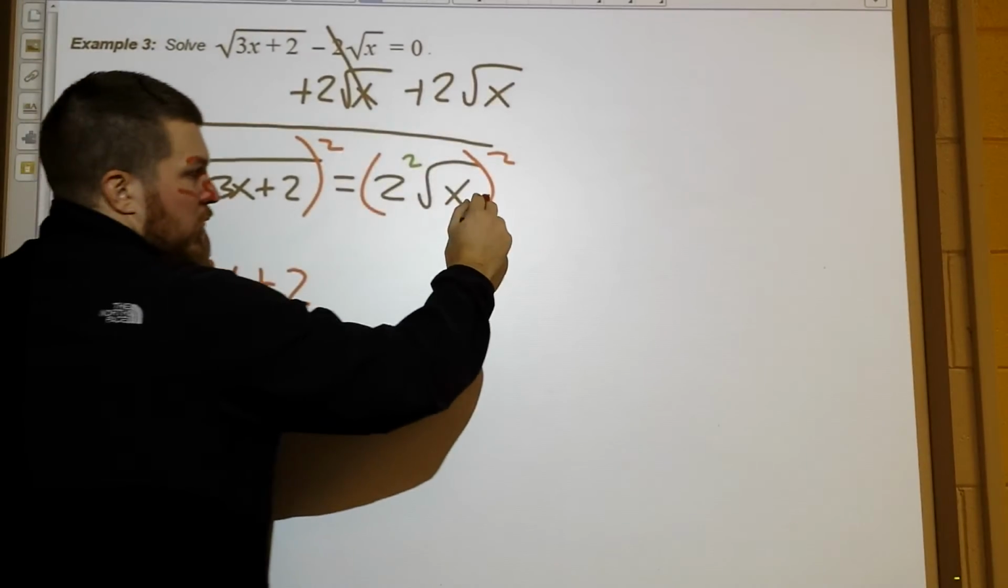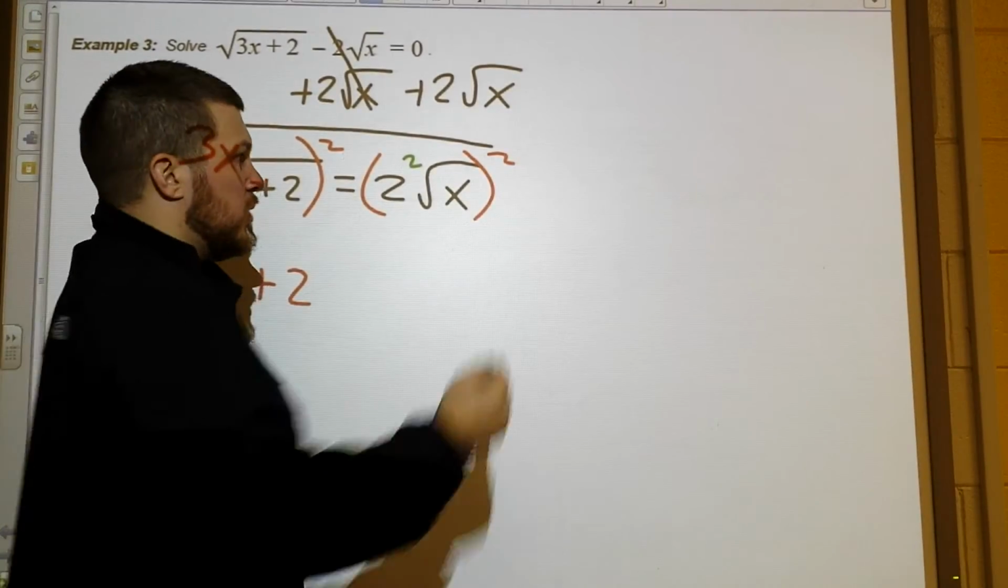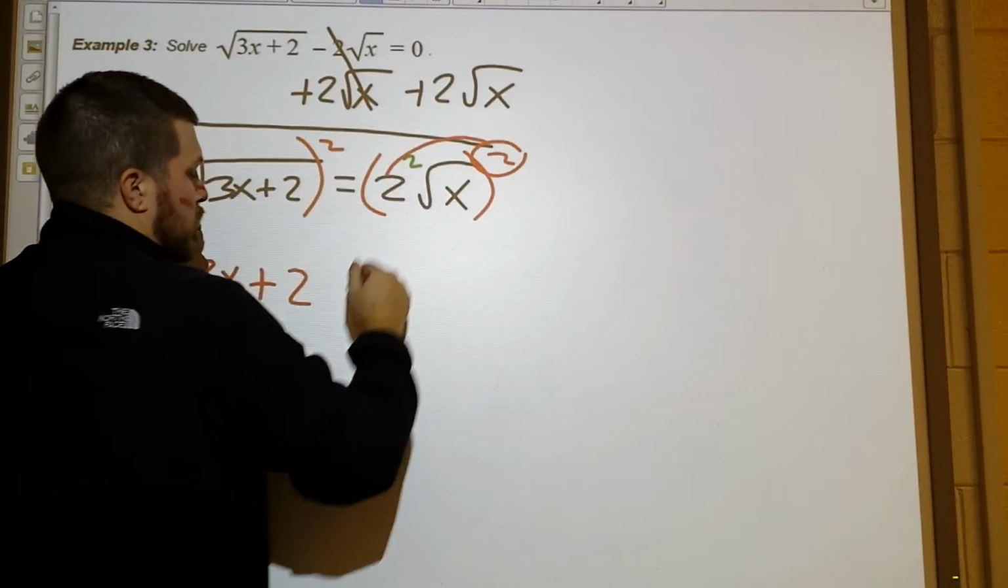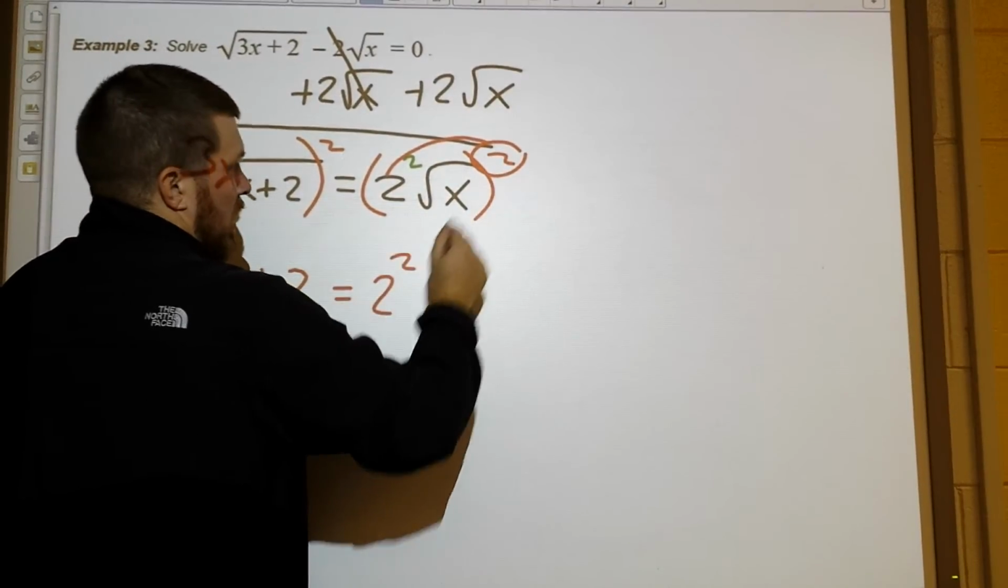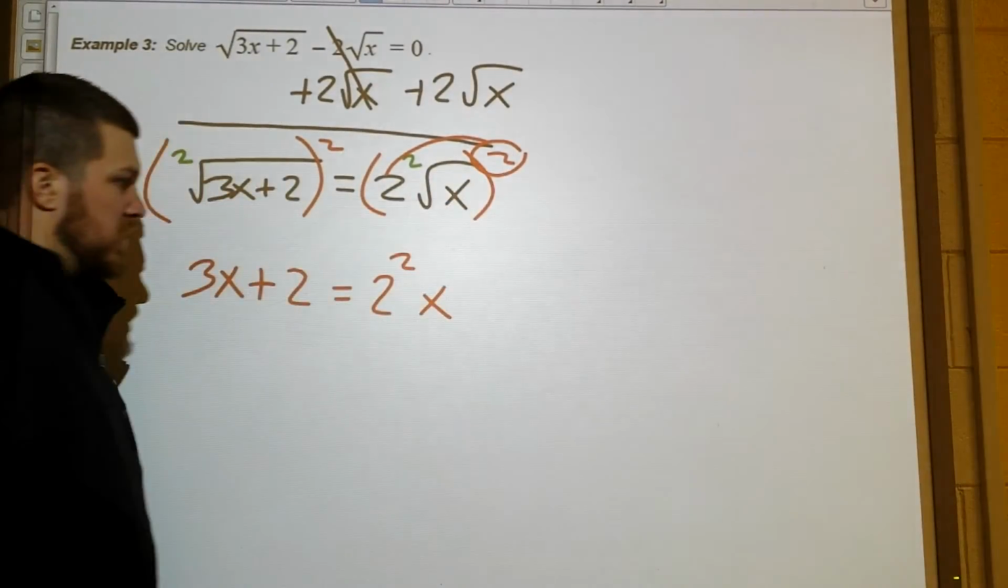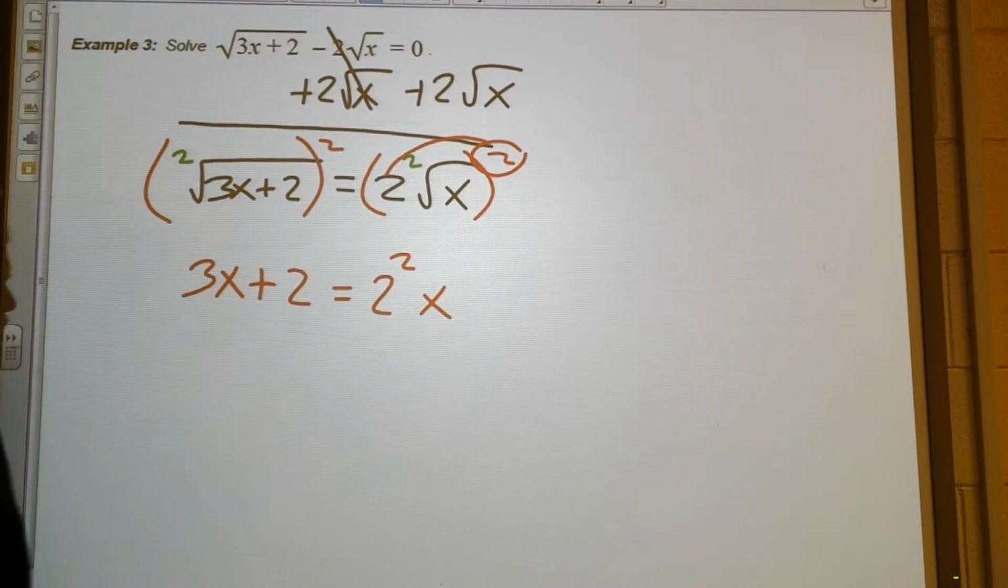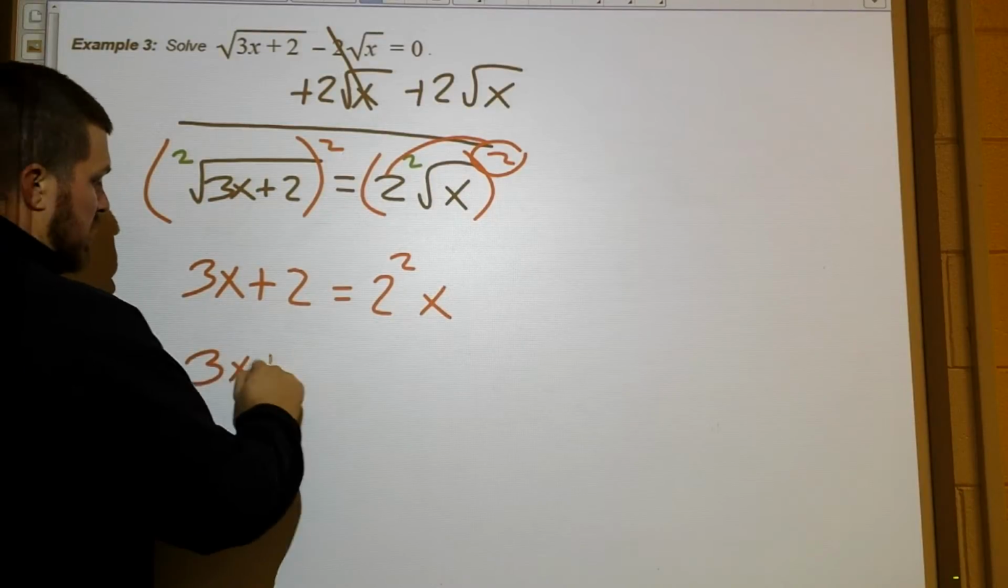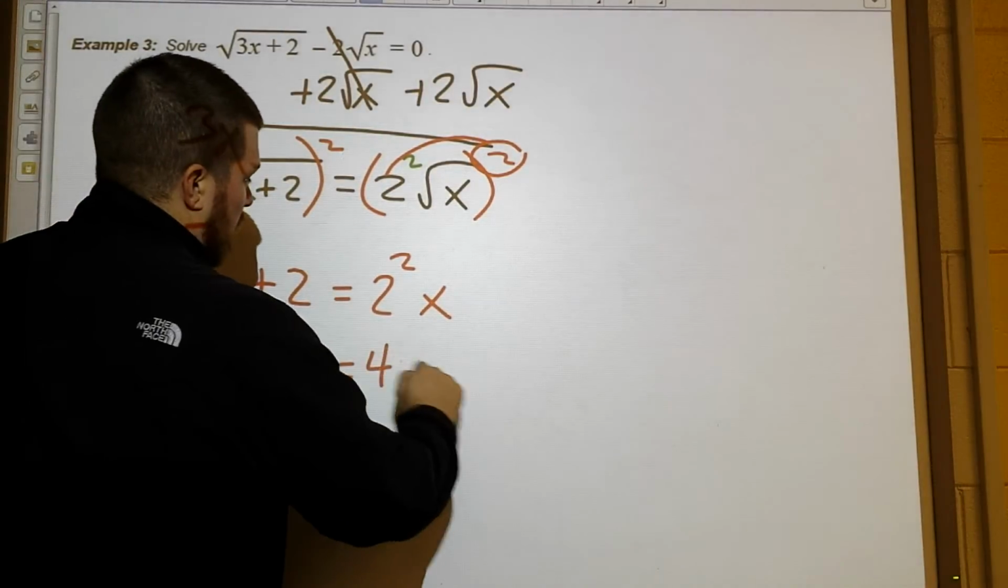Here we have more than one thing on the inside, so again we're applying those properties, so we get 2 squared times the square root of x squared. Here, 2 and 2 cancel out, so x just falls down. Well, 2 squared is just 4, so we end up with 3x plus 2 equals 4x.